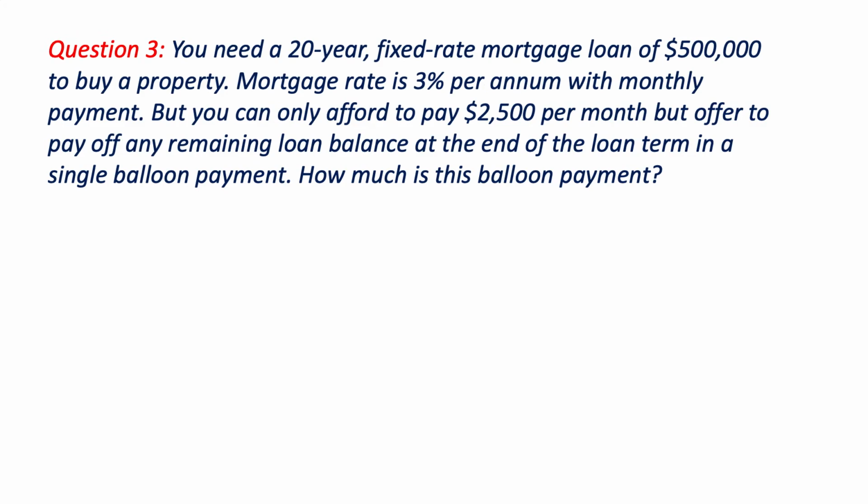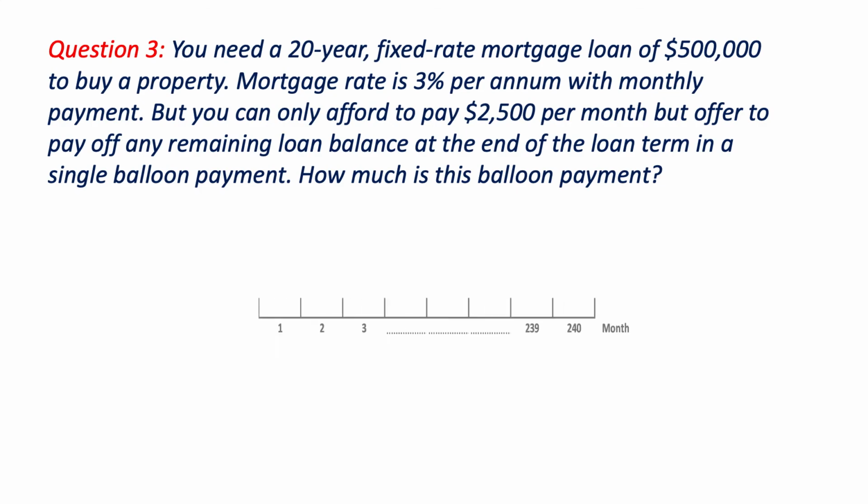Question 3 is a sequel to question 2. Based on the terms of the loan in question 2, we know that we need to pay $2,800 per month. But we cannot afford that amount. We can only afford to pay $2,500 per month. And we know that it is not sufficient to pay off the loan at the end of the loan term. And so we offer to pay off any remaining loan balance at the end of the loan term in a single balloon payment. So the question is, how much is this balloon payment?